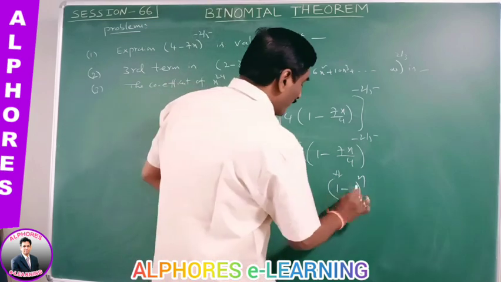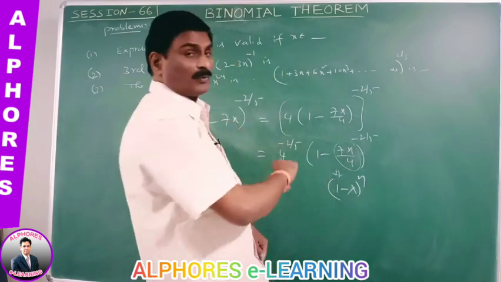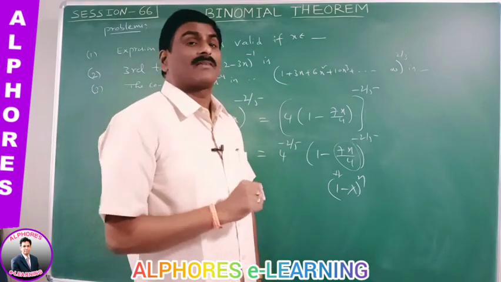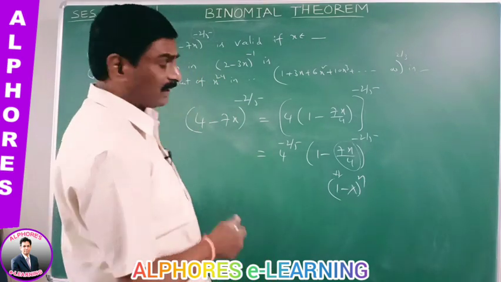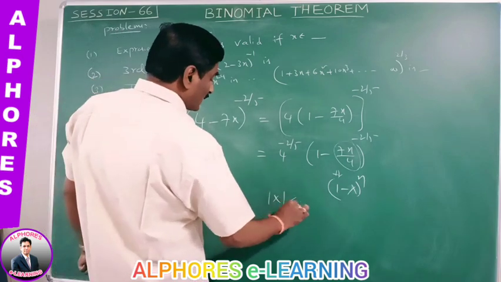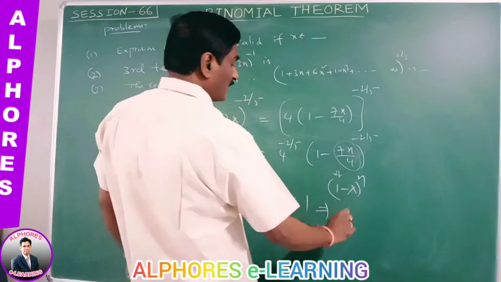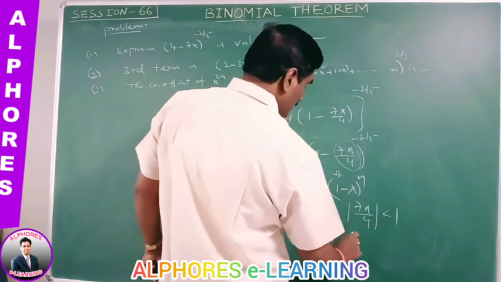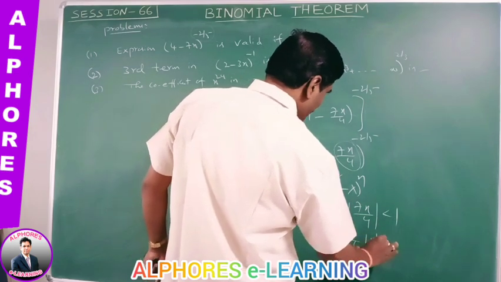But what is the value of x here? x means 7x by 4. 7x by 4 lies in the interval minus 1 to 1, or mod 7x by 4 is less than 1. It is defined only when mod x is less than 1. That implies, what is the value of mod x? Mod 7x by 4 less than 1 means 7 by 4 into mod x less than 1.